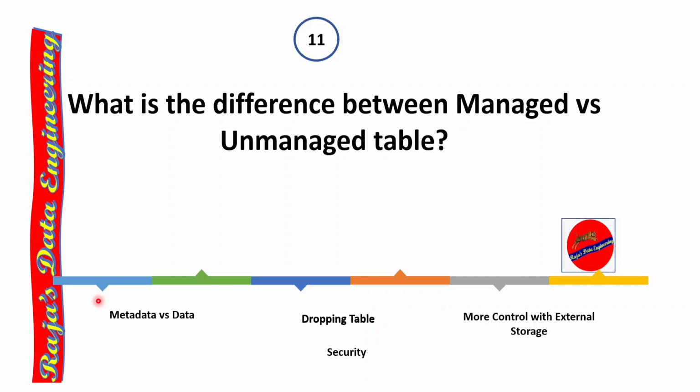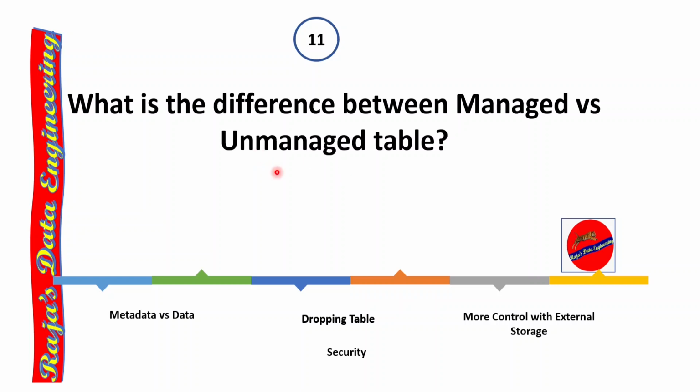And whenever we are dropping a managed table, we can simply use the drop command. It will clean up metadata plus data. But coming to unmanaged table, using the drop command, we can remove only the metadata. In order to delete the actual data, we have to use the file system rm command.